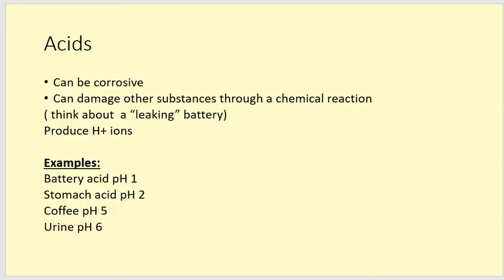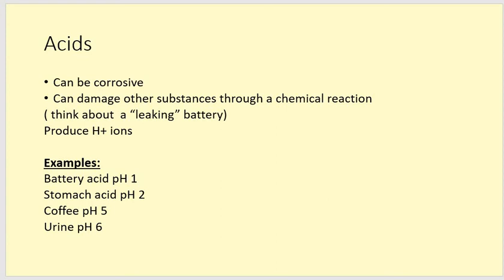Now, acids, general information. They can be corrosive. That means that they can sort of eat something away, and they can damage other substances. You've probably seen a battery that has leaked and it's got sort of white powder or maybe sticky liquid around it, and that's because acids have got H+ ions in them. Ions are something you learn a lot about in Year 9.